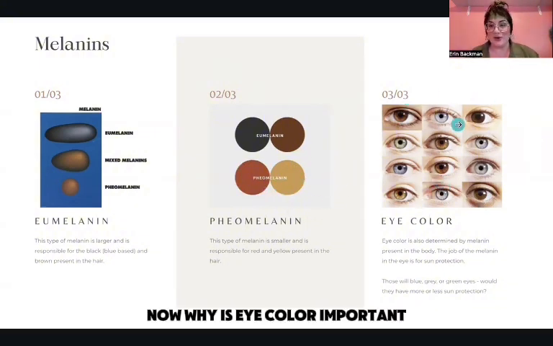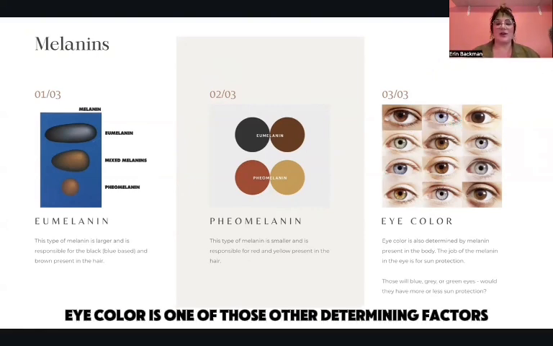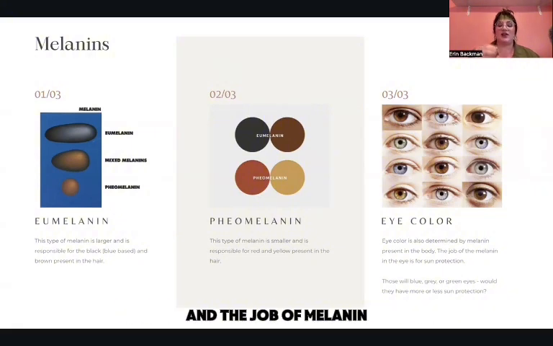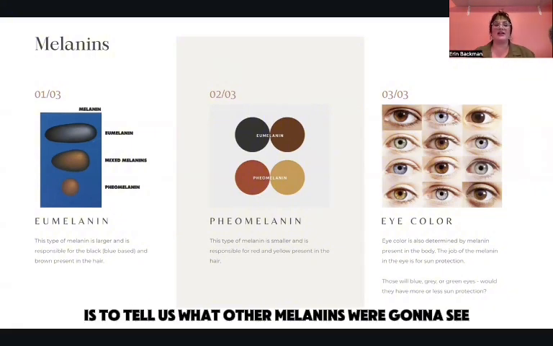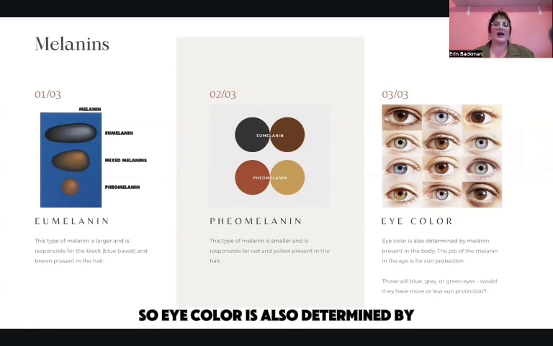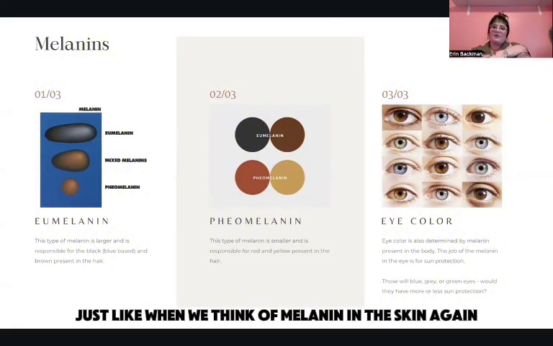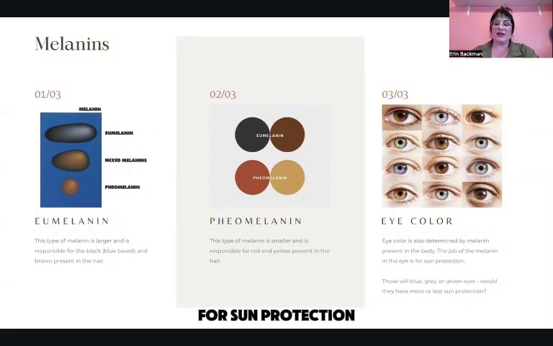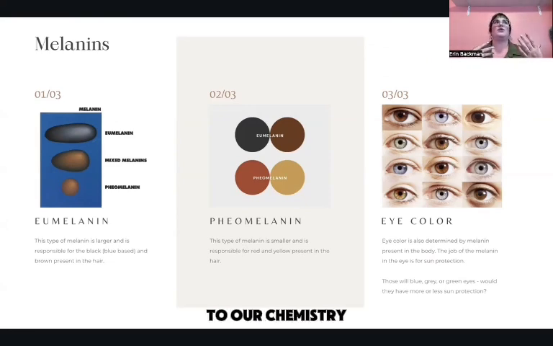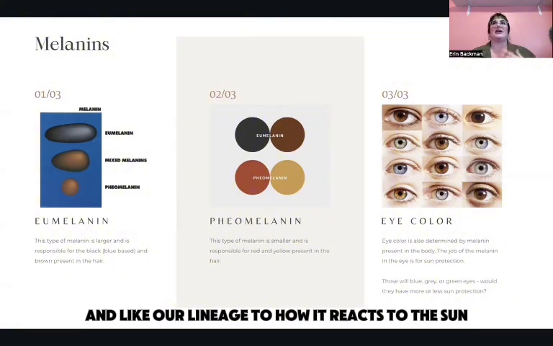Now, why is eye color important? Eye color is one of those other determining factors of the amount of melanin in our body, and the job of melanin is to tell us what other melanins we're going to see. So eye color is also determined by melanin that's present in the body. And the job of melanin in the eyes is for sun protection. Just like when we think of melanin in the skin, again, for sun protection, these are living parts of our bodies that can respond to our chemistry and our lineage, to how it reacts to the sun.